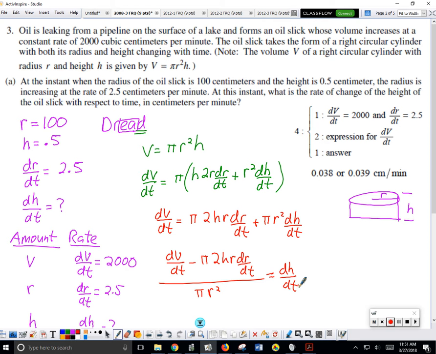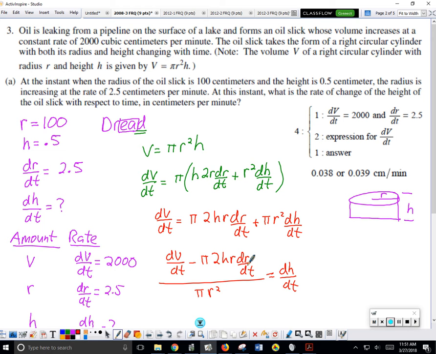Questions for anyone, please? On mine, I have 2rh next to the derivative of the radius, and then the r has to be next to the derivative. No, it doesn't matter. When you have several things being multiplied, the order is irrelevant. So I literally could have put the pi, 2hr, and dr/dt in any order you want. It's still perfectly fine.